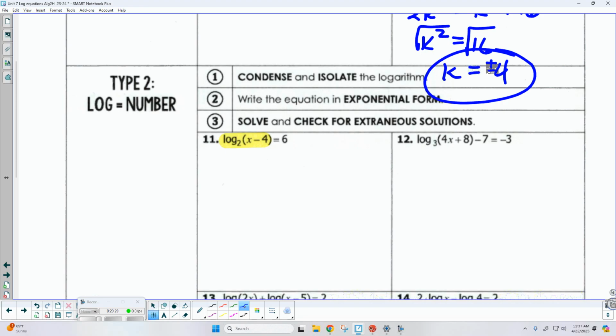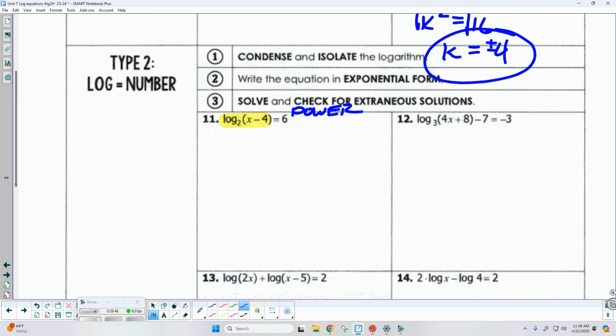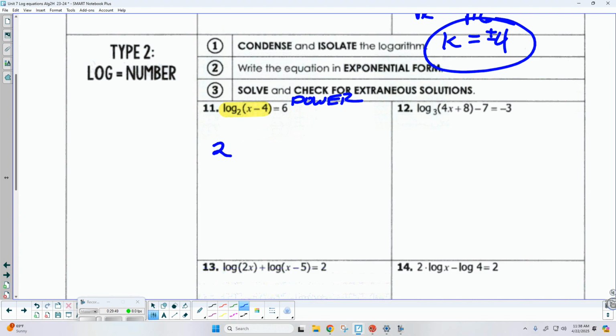Remember, there's always 3 parts. We've got the base. What do we call the parentheses? That's the argument. So the 6 has got to be the what? Remember, what is a log? It's a power. So I know that 6 is the power. Okay, so let's convert this. So this would be 2 to the 6th power is equal to x minus 4. Because we only have one log, we can't cancel logs. We just have to convert it.